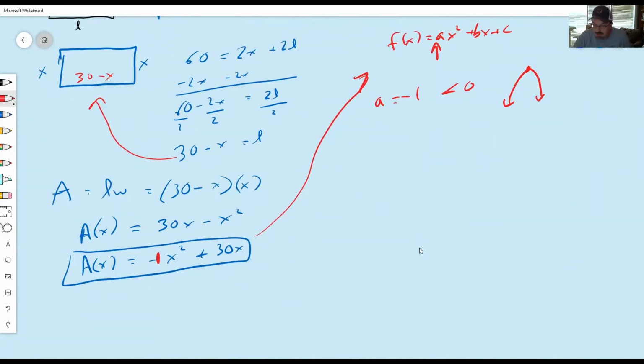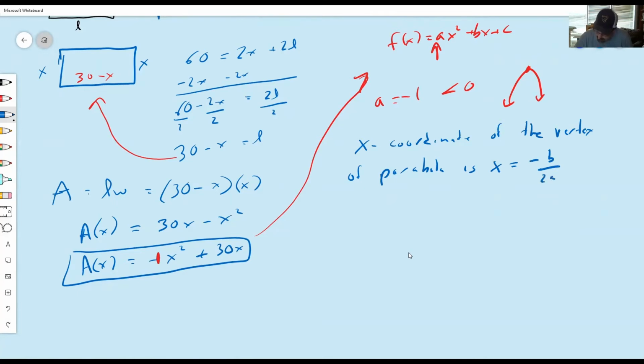So all we need to do is find the coordinates of the vertex, right? The x coordinate of the vertex of a parabola is x equals negative b over 2a.